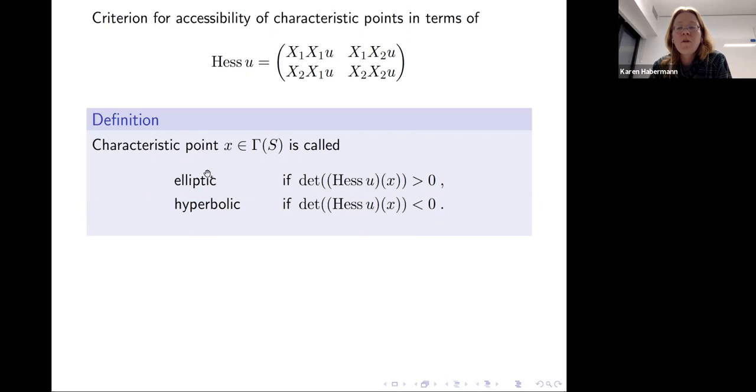So you have characteristic points, then we generally call characteristic points where the determinant of the Hessian is non-zero, we call them non-degenerate characteristic points, and then we distinguish non-degenerate characteristic points as elliptic and hyperbolic, where elliptic means that the determinant of the Hessian is not only non-zero, but in fact positive. And hyperbolic is that the determinant of the Hessian is negative. And especially the word hyperbolic has a different meaning in dynamical systems, so watch out for that. But we use that where elliptic and hyperbolic mean positive and negative.